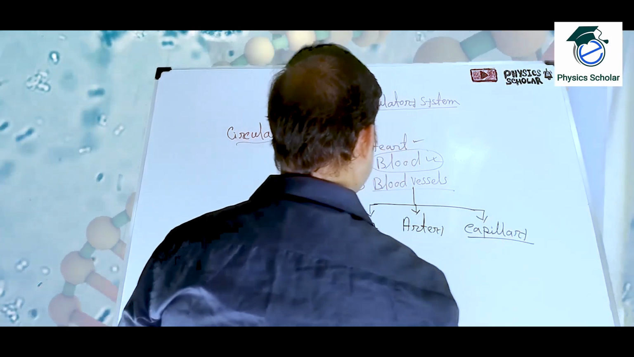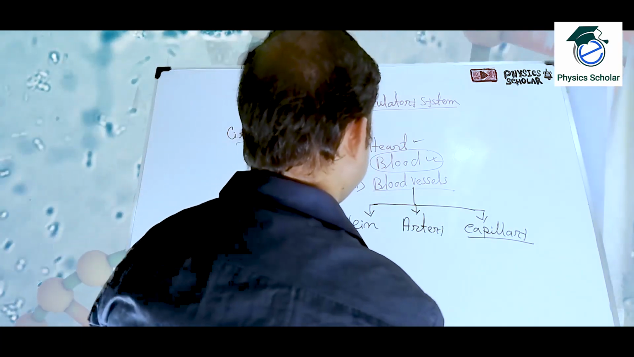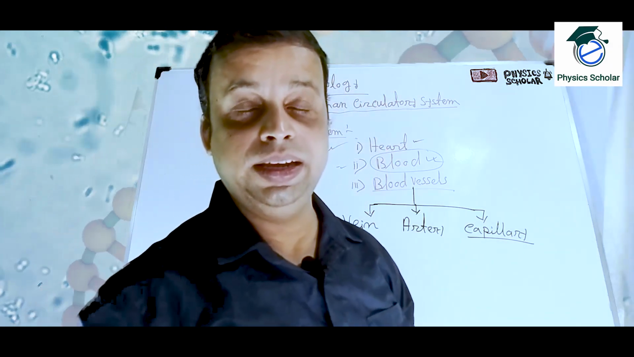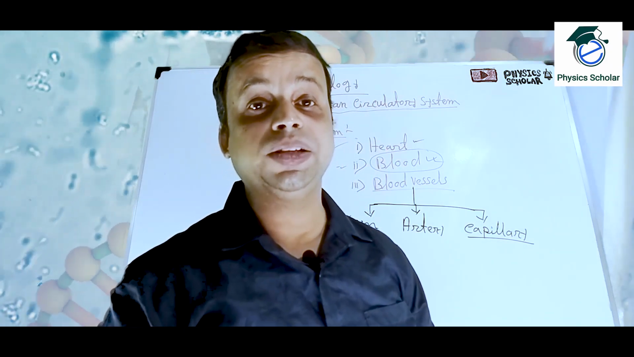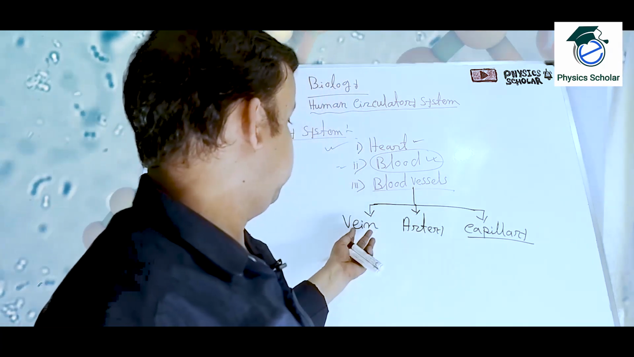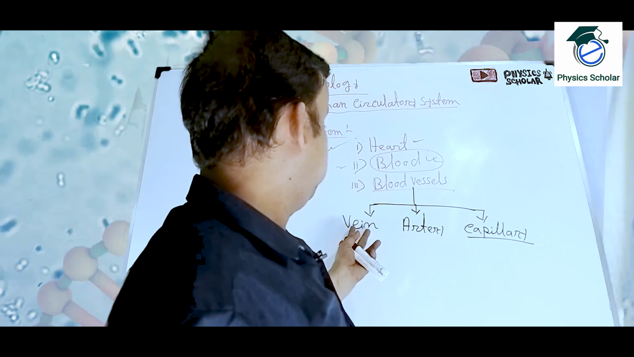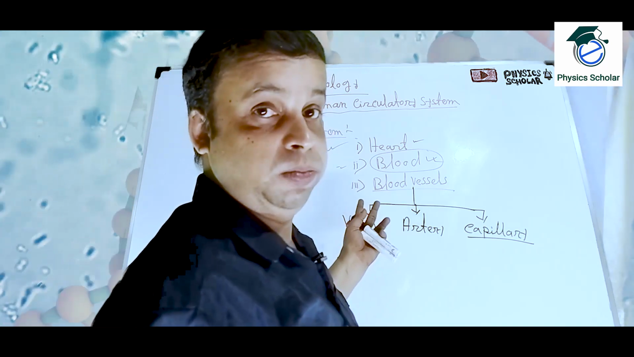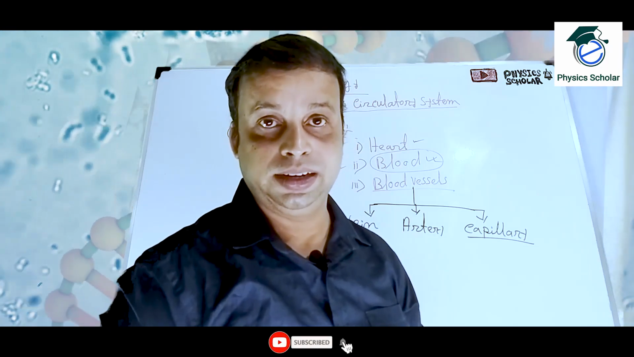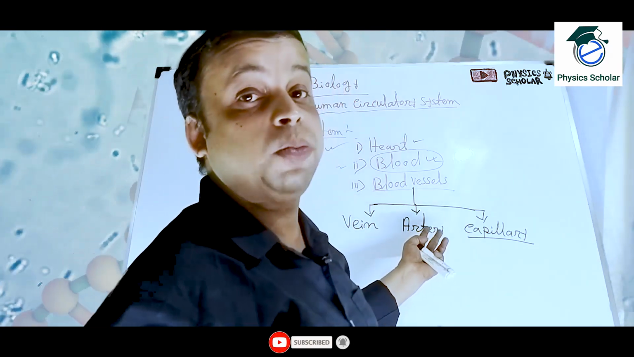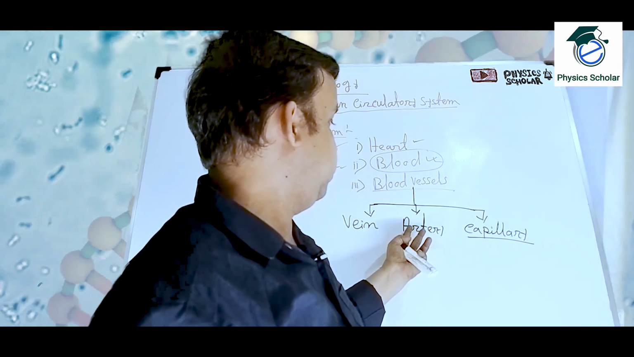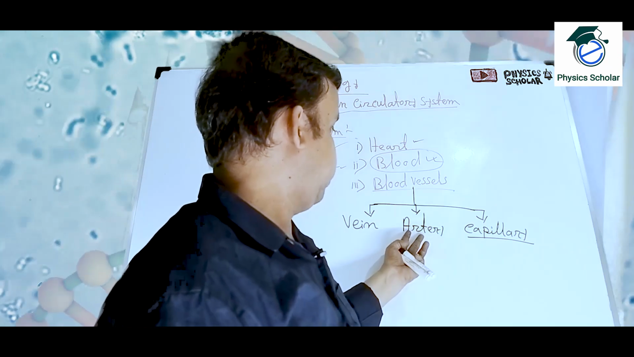Clear? So these three types of blood vessels are there in our body: vein, artery, and capillary. Veins basically carry the deoxygenated blood, where more carbon dioxide is there in the blood. The artery will carry the oxygenated blood. Clear? Oxygenated blood means more oxygen is present compared to this, in the blood that will be carried by the artery.